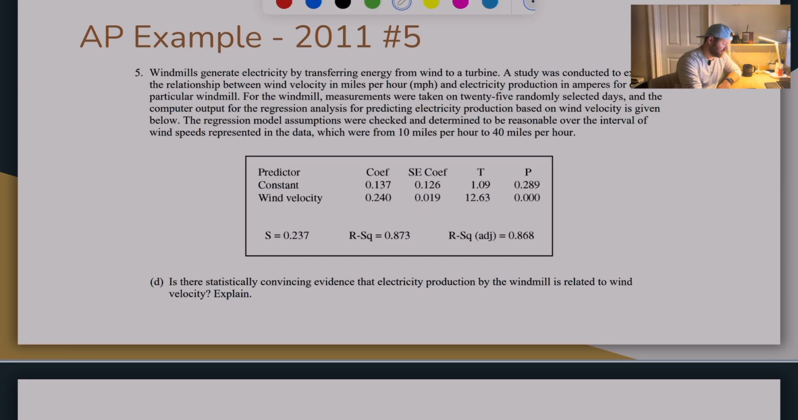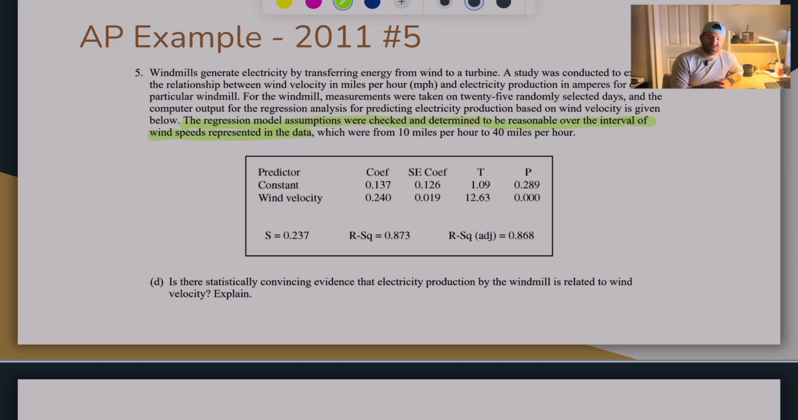Prior to this, in this question, I believe it says, yep, it says it right here. The regression model assumptions were checked and determined to be reasonable over the interval of wind speeds represented in the data. So that is my equivalent of assume all conditions are met.